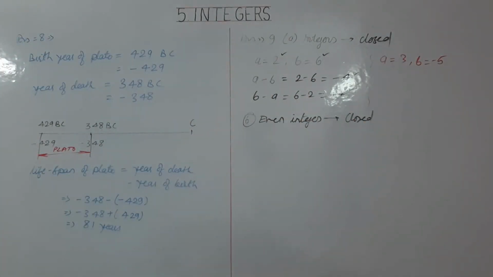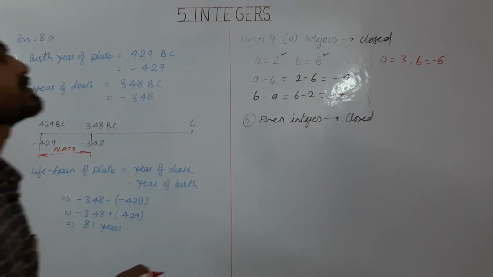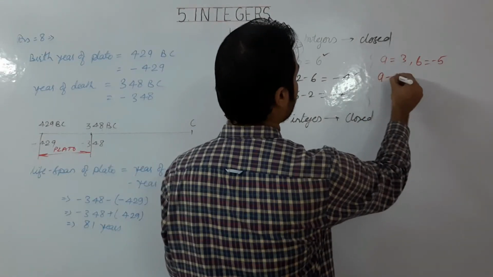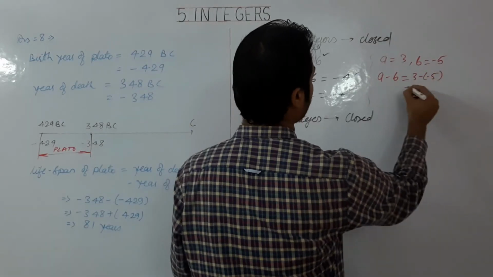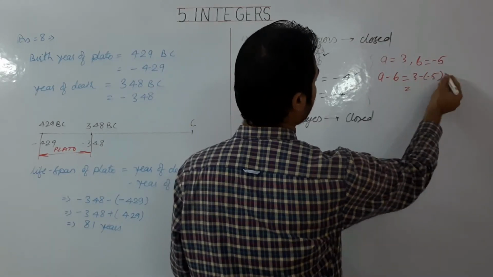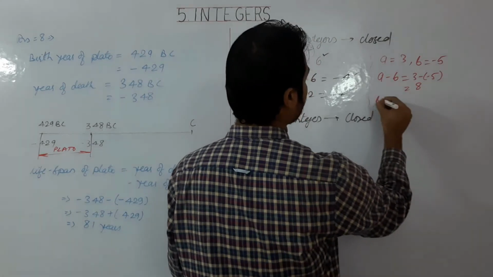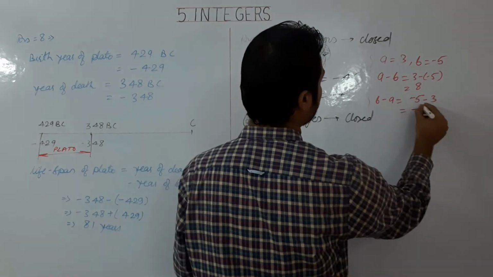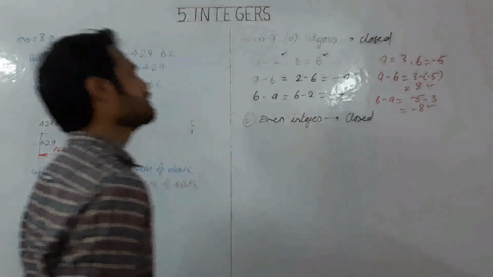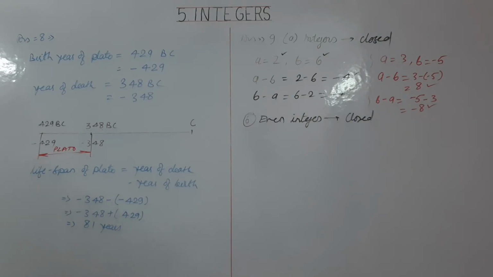Again we have to check for integers. So A is 3, B is minus 5. A minus B will be 3 minus minus 5, answer is 3 plus 5, 8. And B minus A, minus 5 minus 3, is minus 8. Both plus 8 and minus 8 are integers. So we can conclude that integers are closed under subtraction. And second, even integers are also closed under subtraction.